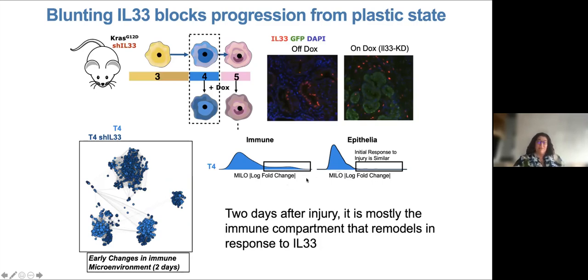And we see that early on, it's actually the immune system that's showing a lot of dramatic and significant changes. The epithelial compartment, not so much. So we actually perturb the epithelial compartment and create a dramatic remodeling of the immune compartment 1 and 2 days after injury.